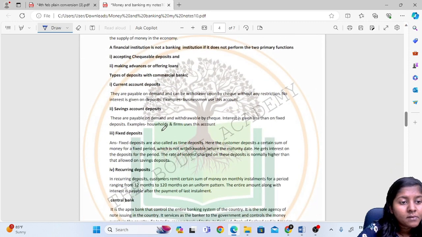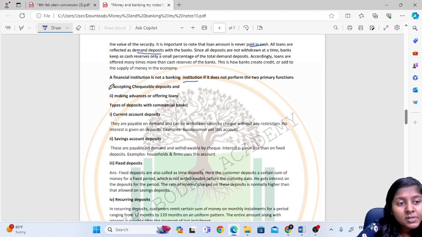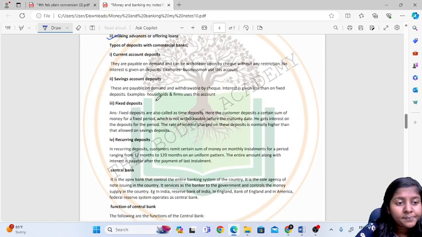A financial institution is not a banking institution if it does not perform the two primary functions. The first one is accepting checkable deposits and the second one is making advances or offering loans. Then there are different types of deposits with the commercial bank.